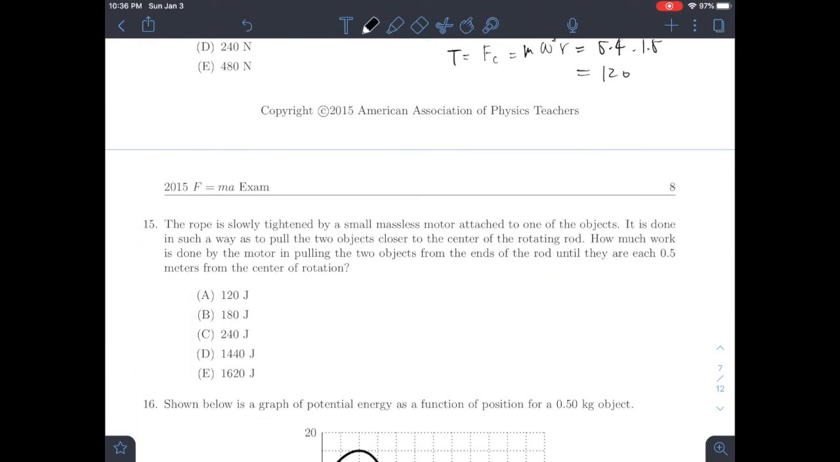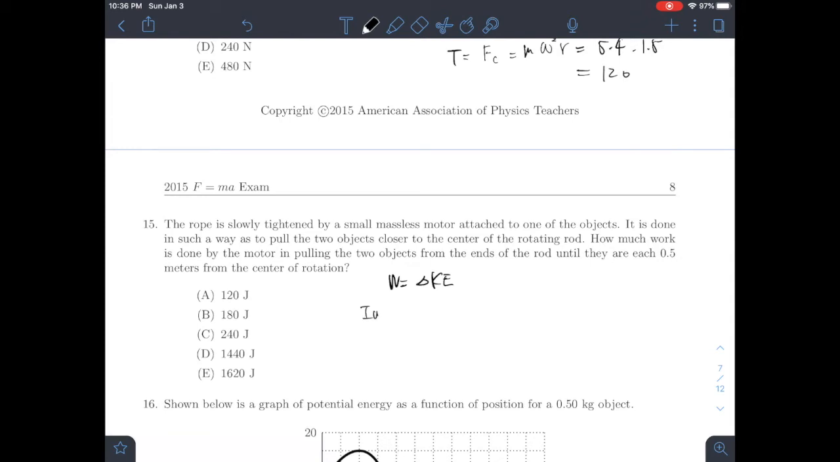Question number 15. The rope is slowly tightened by a small massless rope motor attached to one of the objects. It is done in such a way as to pull the two objects closer to the center of the rotating rod. How much work is done by the motor in pulling the two objects from the ends of the rod until they are each 0.5 meters from the center of rotation? So we know the work done is equal to the change in kinetic energy. By calculating the initial and final kinetic energy and finding their difference, you can calculate the work.